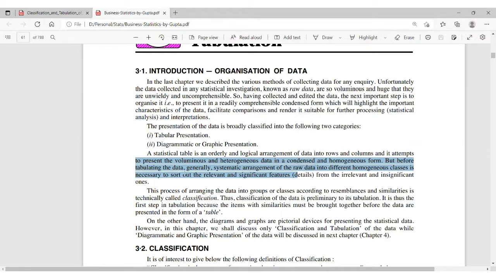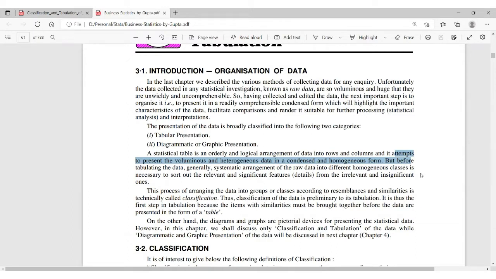But before tabulating the data, generally a systematic arrangement of raw data into different homogeneous classes is necessary to sort out the relevant and significant features from the irrelevant and insignificant. See what happened. We arrange that data first of all in a table. That is called a statistical table. So it is the orderly and logical arrangement of data in rows and columns, and it attempts to present the voluminous and heterogeneous data in a condensed or homogeneous form, right?